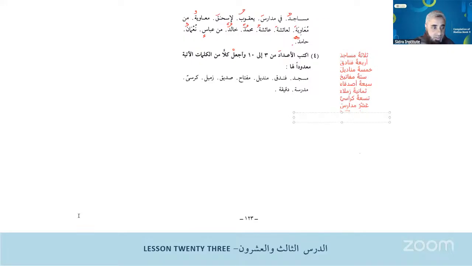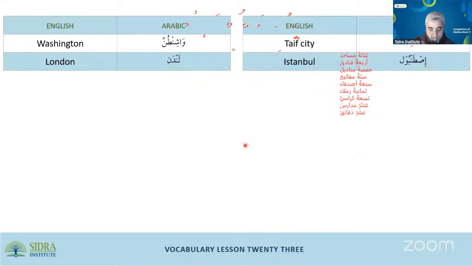And if I'm not wrong, I think that's the end of book 1. Okay, so these were the new words we learned in this lesson, because they are names of places. I've left the flashcards out intentionally because it kind of gives it away. When you see Ta'if, you know it means Ta'if. Istanbul means Istanbul, Washington means Washington, and London means London. So there's not much of a challenge in terms of the flashcards.